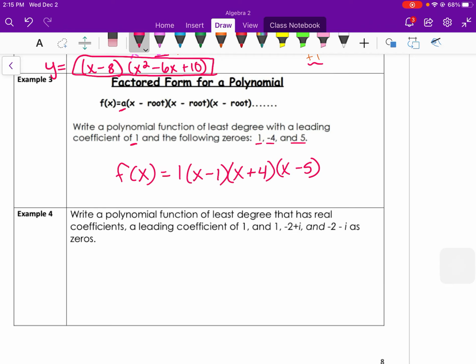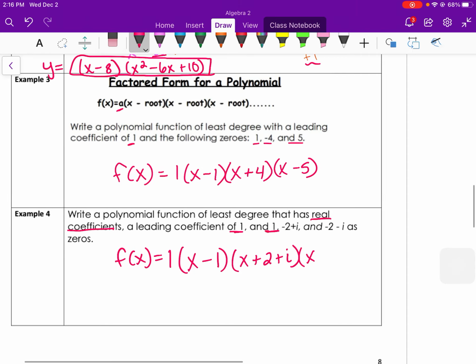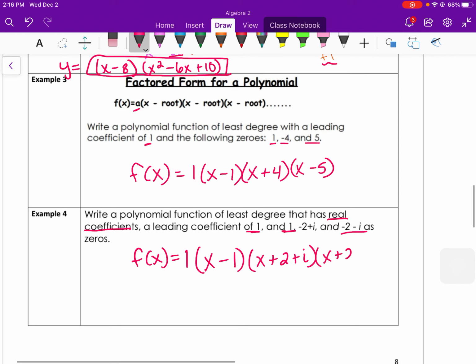Okay, let's do another one. This is a polynomial function of least degree that has real coefficients, a leading coefficient of 1, and these as our factors. So we got f of x equals a leading coefficient of 1, and then we have 1 as a solution, so x minus 1 is a factor, and then negative 2 plus i would be x minus negative 2, which would be plus 2 minus i, and then x minus negative 2 again would be plus 2 plus i.